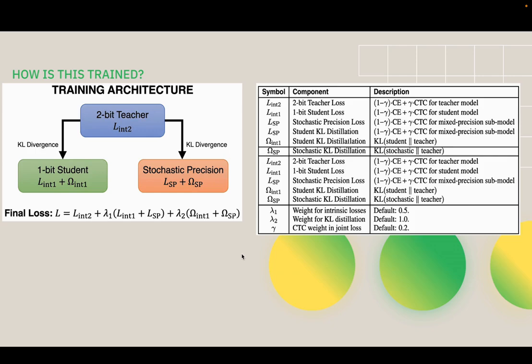So let us see how this entire architecture is trained. We use a final loss, which is computed by the loss on training a 2-bit teacher, and then we train a 1-bit student model and a stochastic precision model. The idea here is the 2-bit teacher training is very efficient, but we also want to use that as guidance for the 1-bit student and the stochastic precision model.